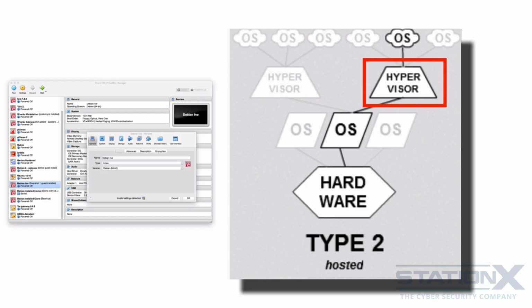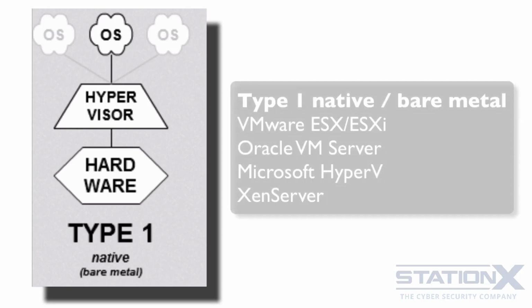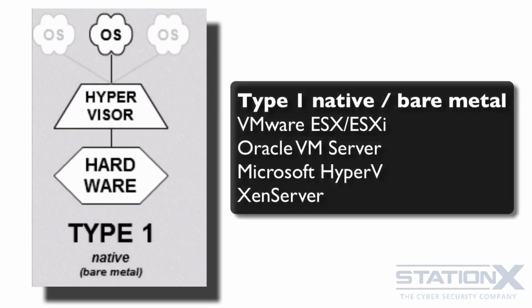So that's the Type 2 hypervisors, which you should be reasonably familiar with from your use of VirtualBox or VMware. Now there's the Type 1 native hypervisors, also called bare metal hypervisors. There is no host operating system. In fact, the hypervisor is really the host operating system. Common Type 1 native bare metal hypervisors include VMware ESX and ESXi. There's also Oracle VM Server. Microsoft's got its Hyper-V product. And there's also the free and open source Xen Server.